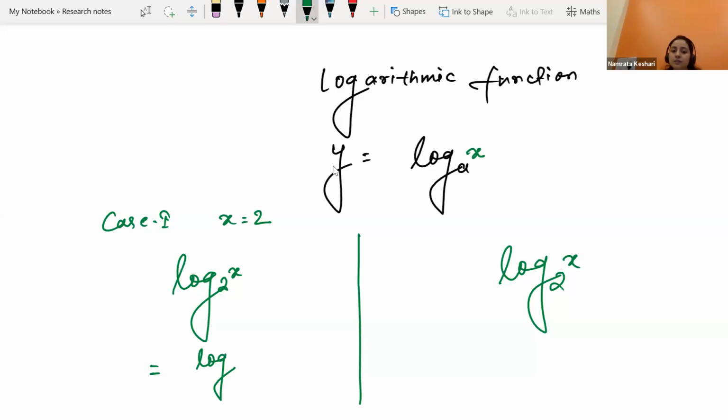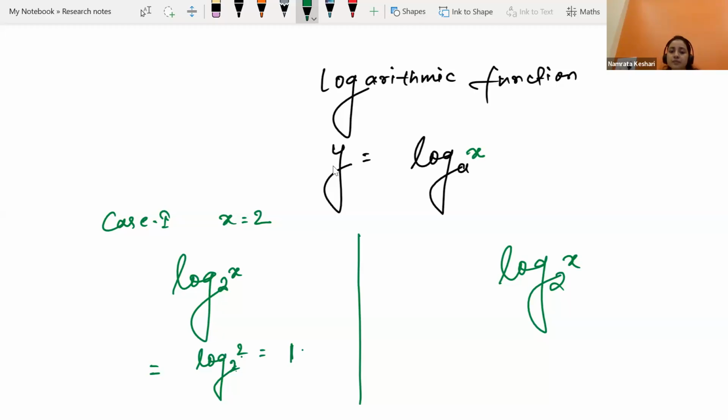What will be the result? Yes, log 2 base 2, the result will be 1. If the base and the number along with the log are the same, the result is 1. Do you know that?